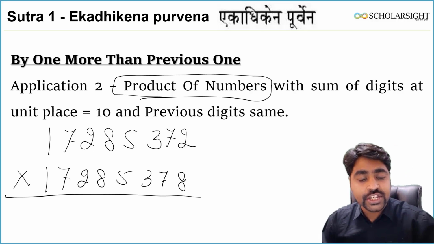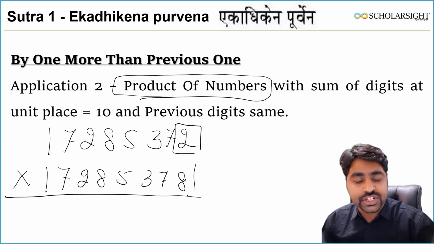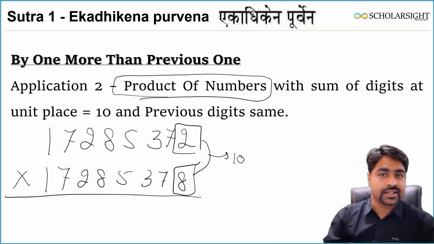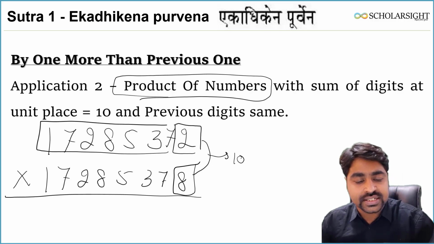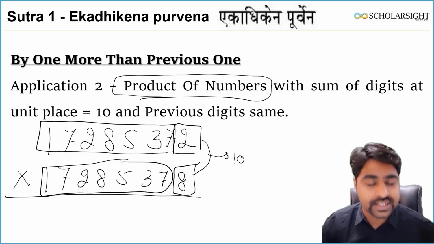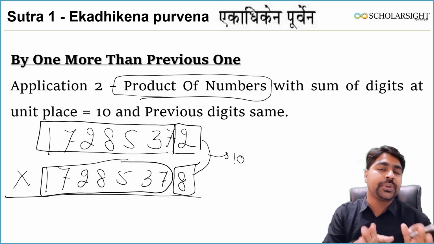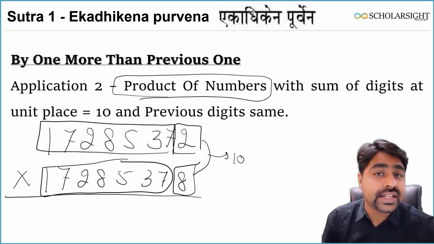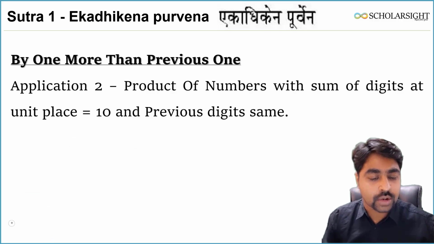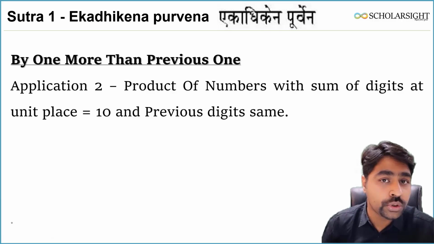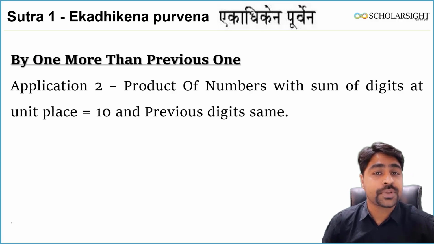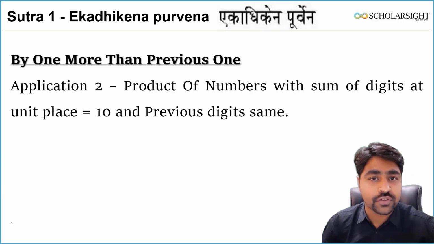How? Because the unit place is having a summation of 10. Right? 2 plus 8 is 10. And all the other digits in both of them are same. So just to explain to you that here Ekadikena Purvena would be applicable. Right? Now, what more to do? Let's see, and what is the procedure to solve this particular kind of questions.